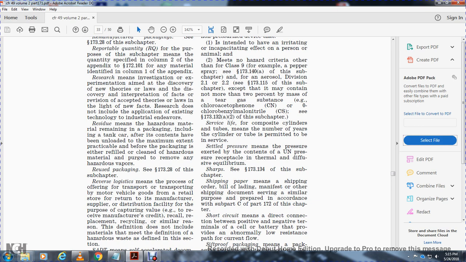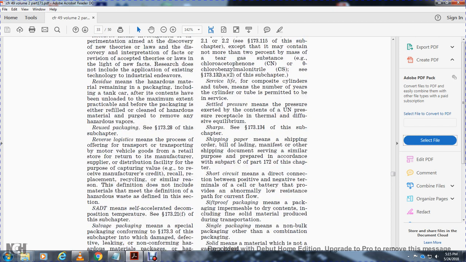Shipping paper means a shipping order, bill of lading, or manifest, or other shipping document similar to those prepared under subpart C of part 172 of this subchapter. Short circuit means a direct connection between the positive and negative terminals of a cell or battery that provides an abnormal loss of resistance to current flow.